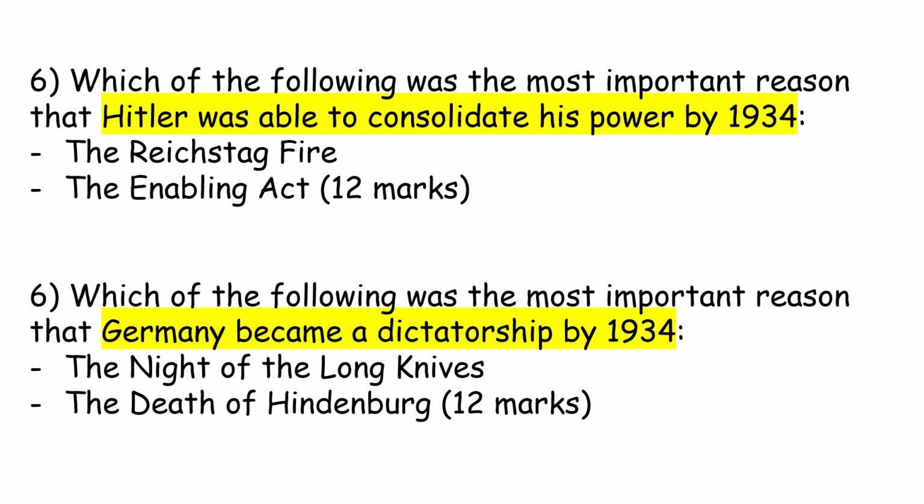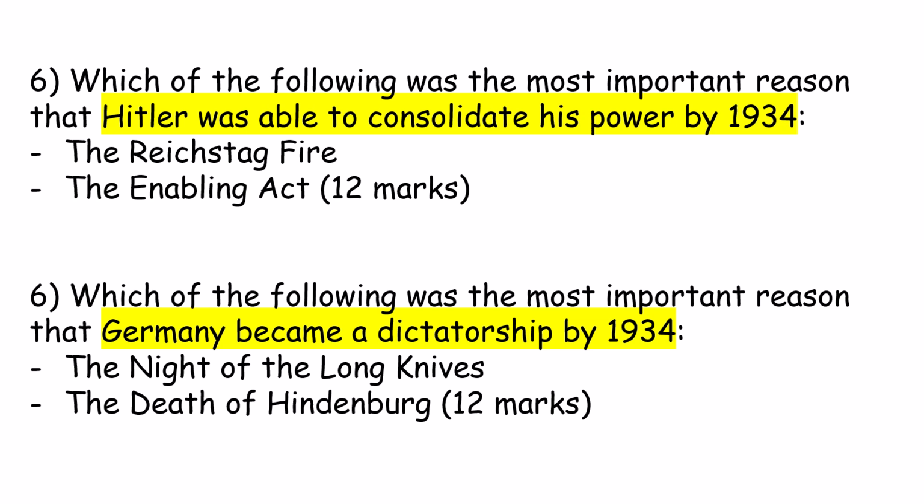You'd argue that the Reichstag fire was the most important because without the Reichstag fire, he wouldn't have stirred up the fear of communism to get the majority to be able to pass the Enabling Act in the first place. So no Reichstag fire, no Enabling Act. So that's an easy one. The other question that I've got here is, which of the following was the most important reason that Germany became a dictatorship? The Night of the Long Knives or the death of Hindenburg?